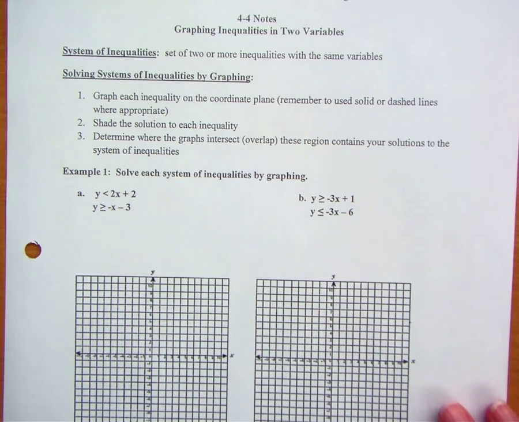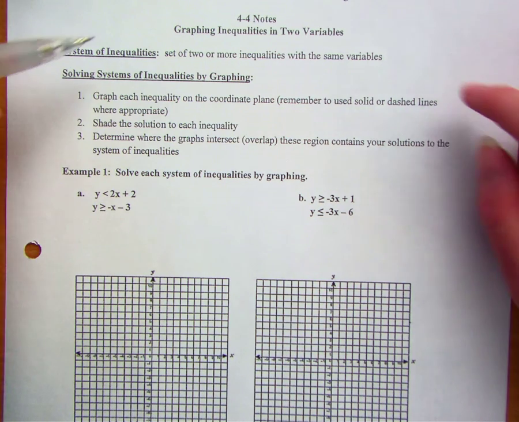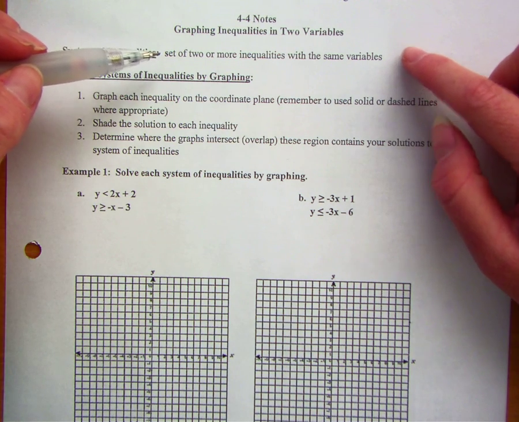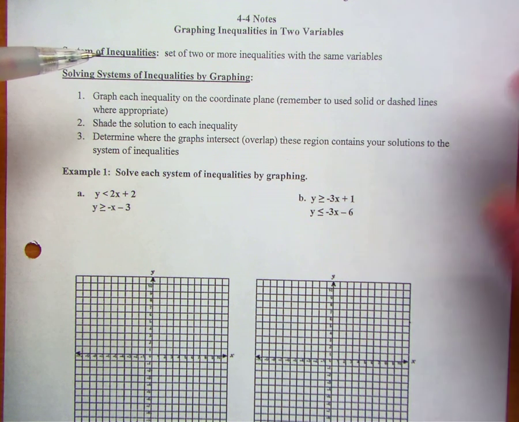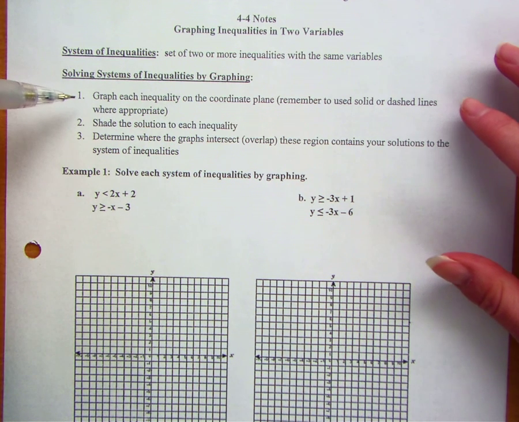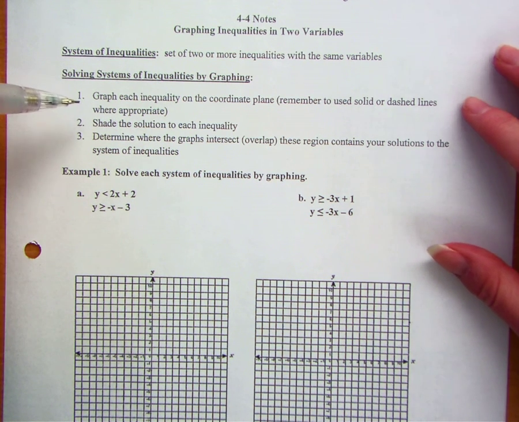Okay, so 4 is graphing inequalities in two variables. A system of inequalities is a set of two or more inequalities with the same variables. It's what we've been working with, systems of equations, but now we have inequalities. To graph a system of inequalities, we're going to graph both inequalities on the coordinate plane.